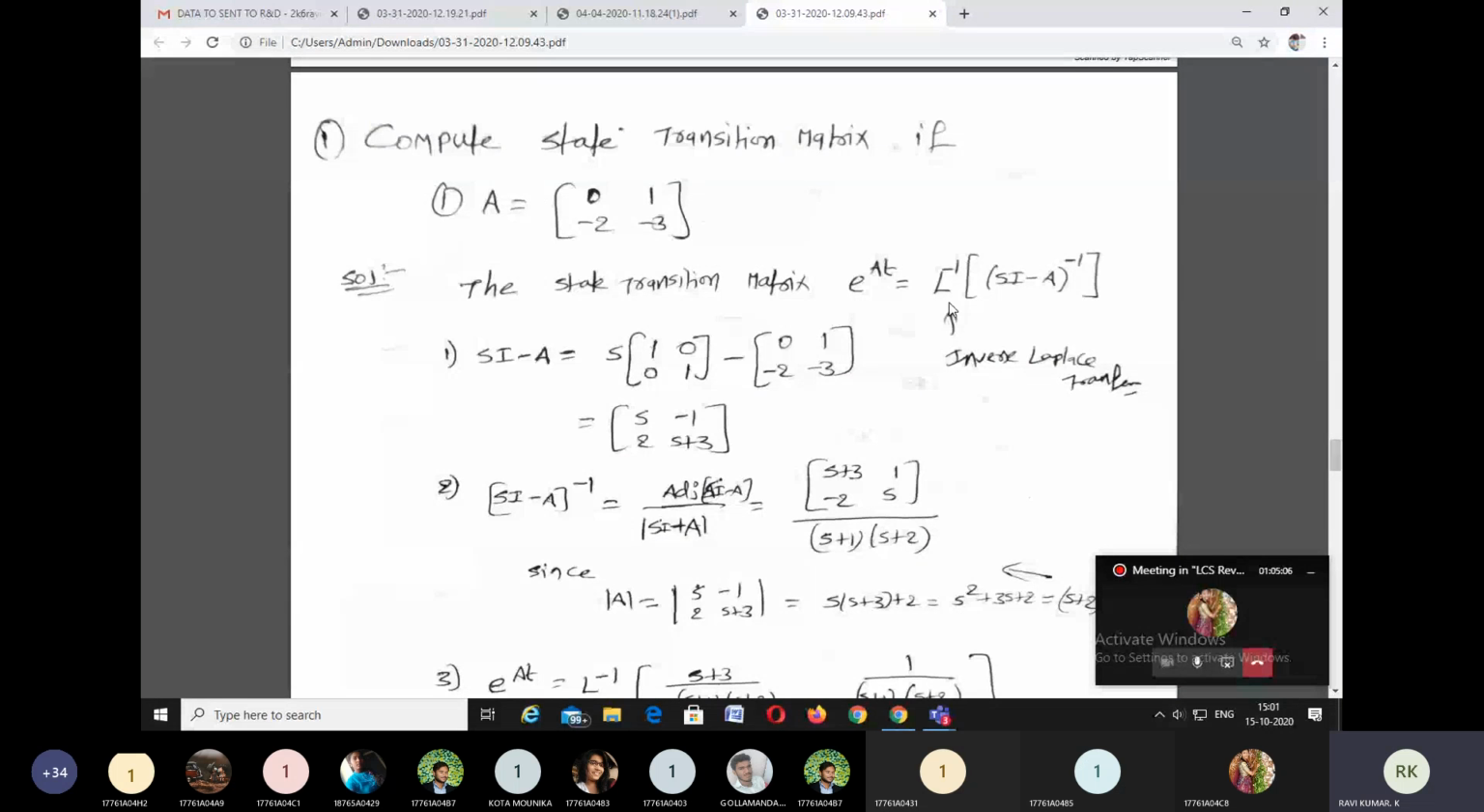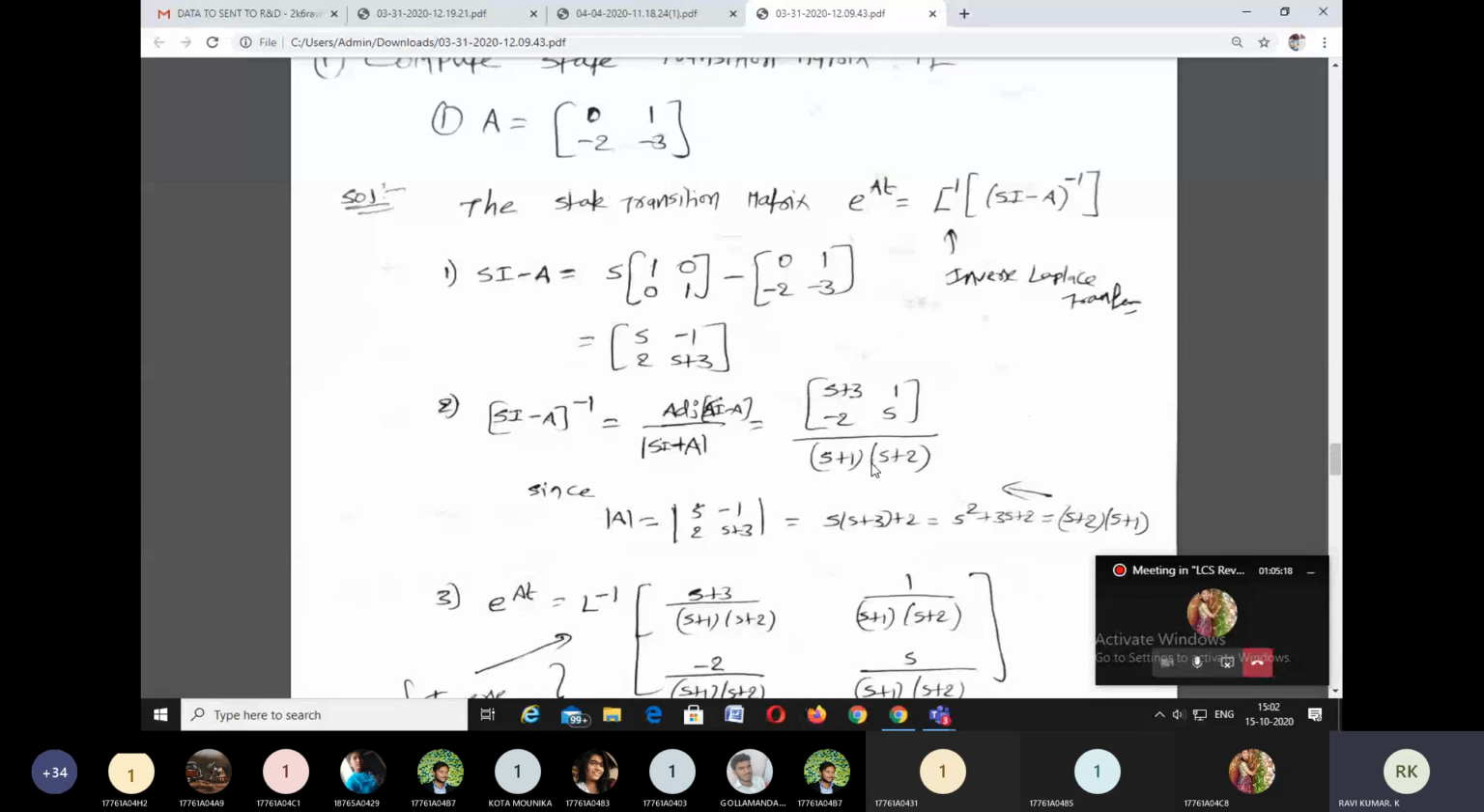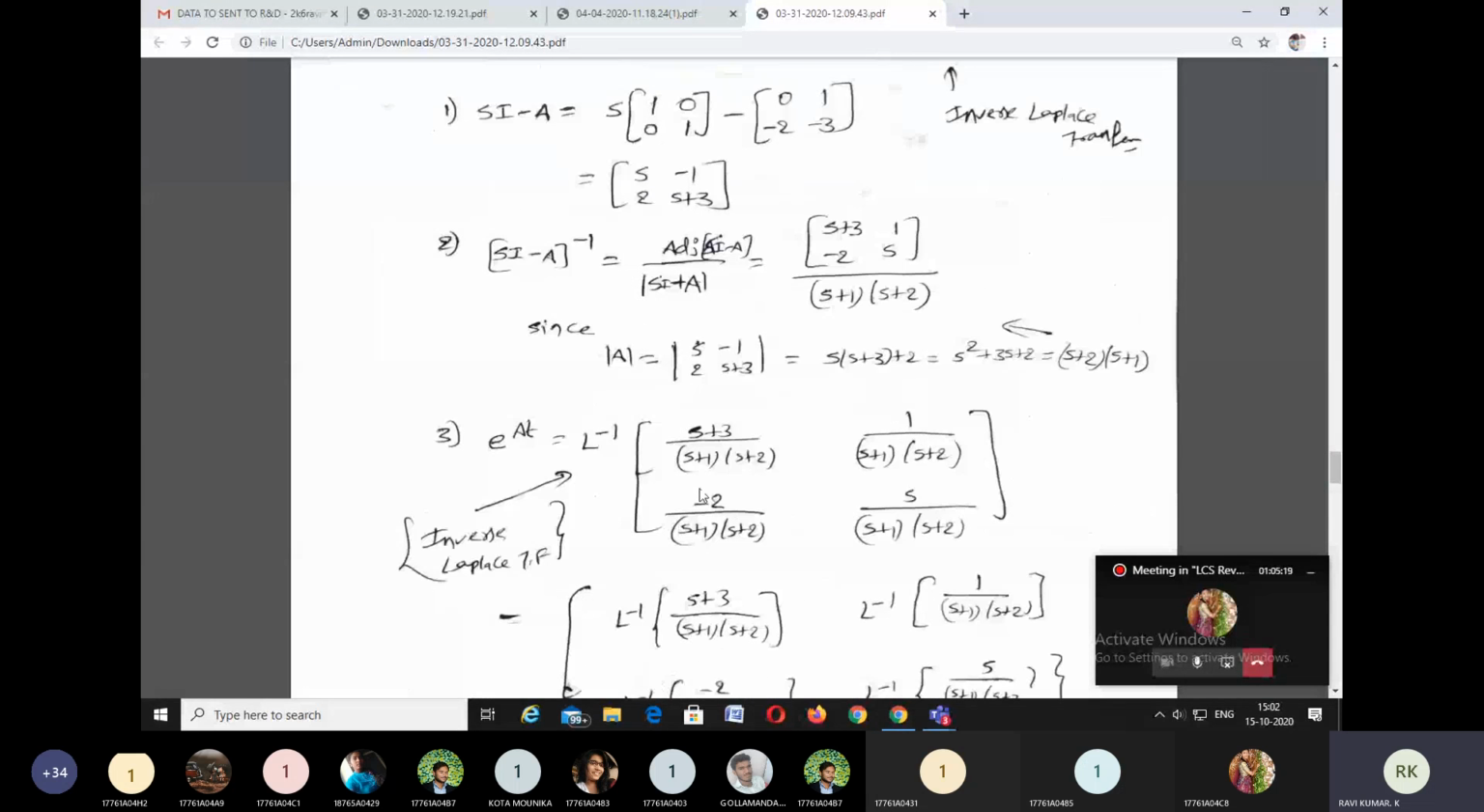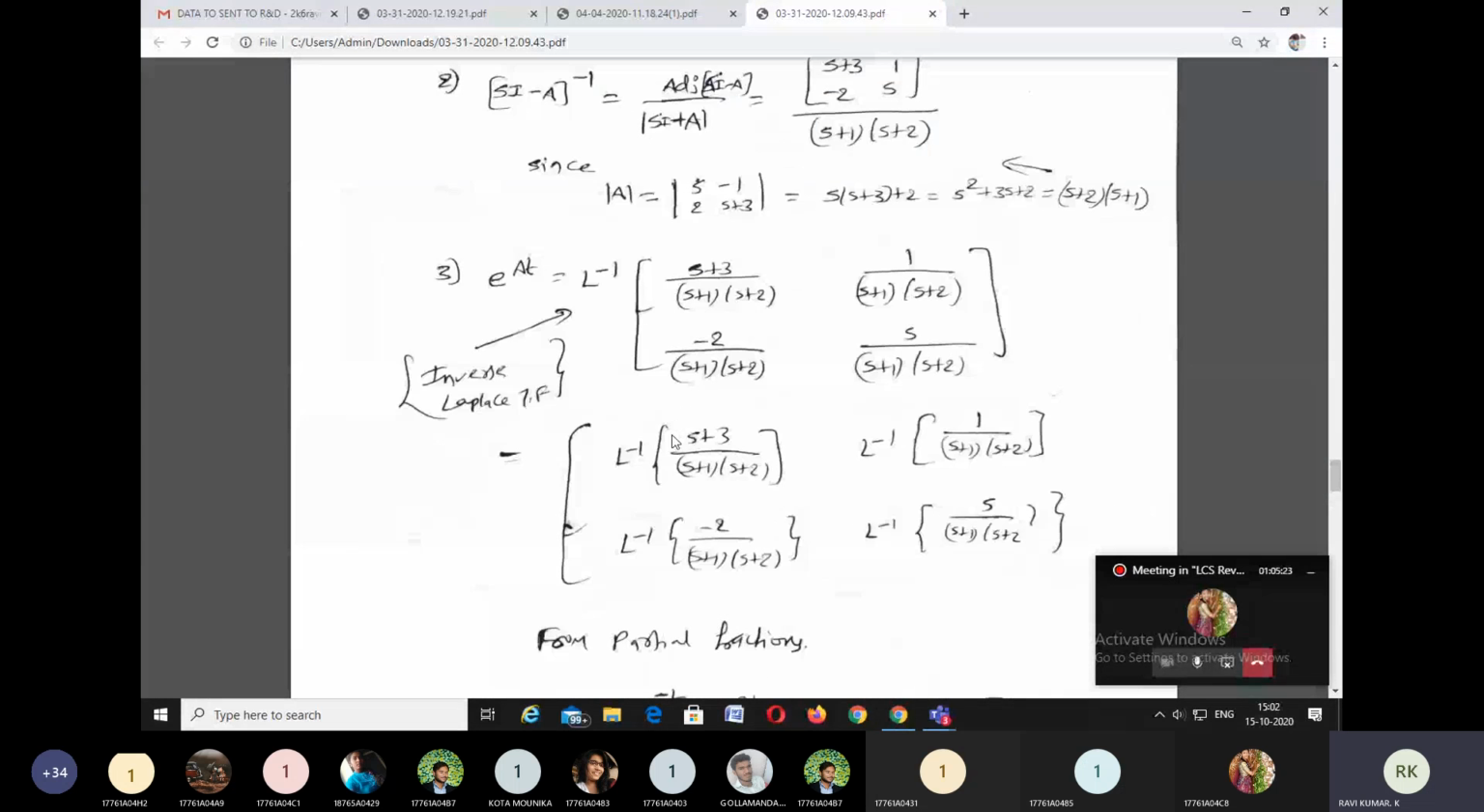you can write (sI - A) whole inverse. Whether they give B and C in the problem or not, the A matrix is sufficient for us. So Laplace inverse of (sI - A) whole inverse. (sI - A) whole inverse is nothing but adjoint A by det A. So you can calculate adjoint A by det A and apply the Laplace inverse here. Here, to get the Laplace inverse of this one, we use partial fractions.